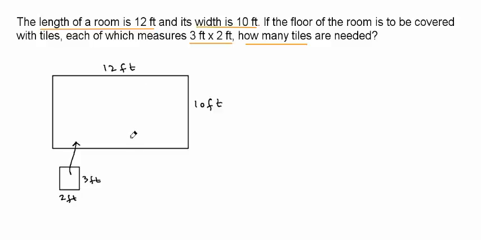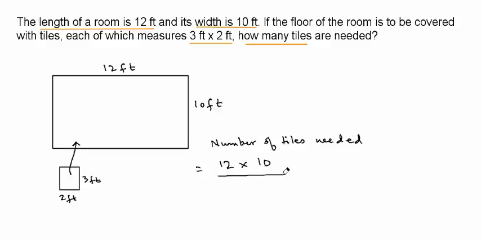The area of a rectangle is given by the product of its length and width, and therefore the number of tiles needed is going to be equal to the area of the larger rectangle, which is 12 times 10, divided by the area of the smaller rectangle, which is 3 times 2. You have a feet here, you have a feet here, you have another feet here, you have another feet here, but they all cross off. You have 2 on the top and 2 on the bottom. So there's no unit, and that's exactly what you would expect. We're trying to find a number.